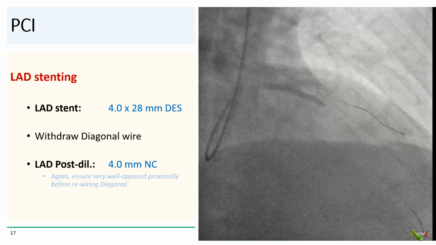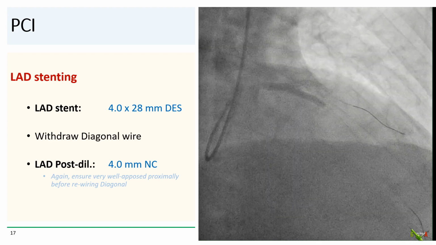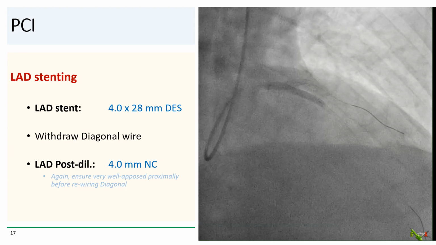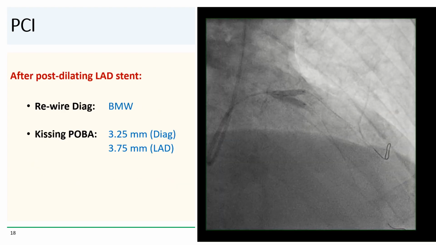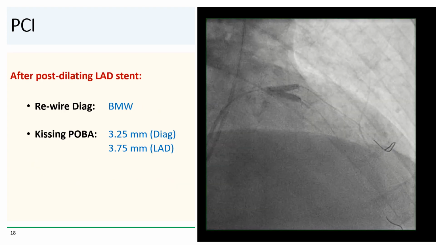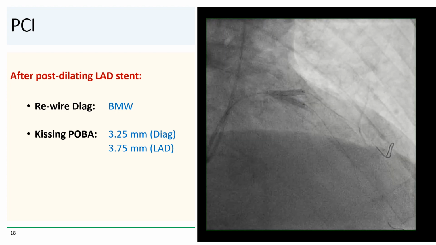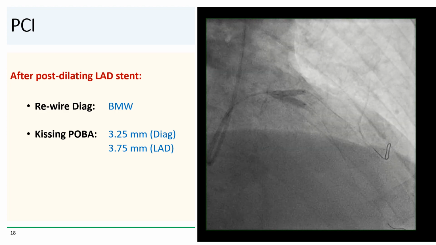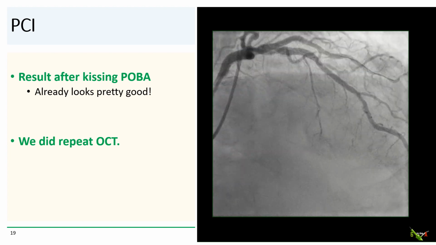Next, we passed a 4.0 by 28 millimeter DES and post-dilated with a 4.0 millimeter NC balloon. Again, make sure that this stent is well dilated before rewiring the diagonal. You want to do as much as you can to avoid rewiring under the stent struts. After post-dilating the LAD, we rewired the diagonal relatively easily with a BMW wire and performed final kissing angioplasty. And here is the result so far after kissing angioplasty.